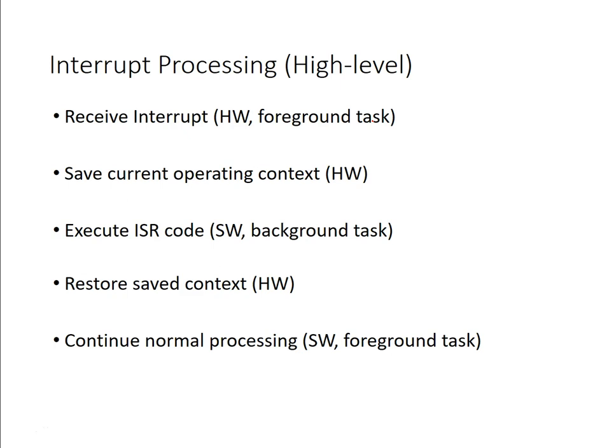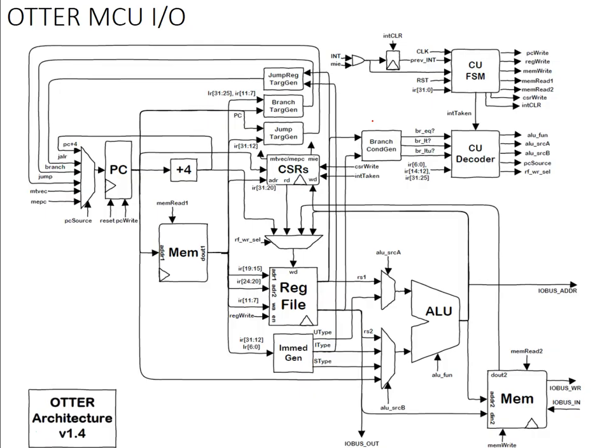In our machine, whenever an interrupt occurs, we're going to design it so that the currently executing instruction finishes. We then will go to the ISR, and when the ISR completes, we'll return back to the next instruction that hasn't started yet. Okay, so this is our modified Otter architecture with some additional support for interrupts.